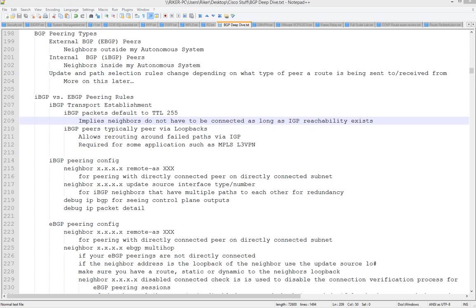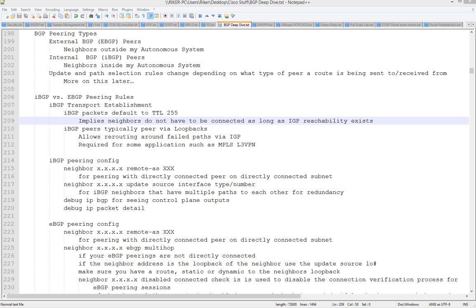For us to basically understand how BGP works from the fundamentals to the practicality, there are two fundamentals you have to understand: there are two different neighbor types. You have external BGP, which is neighbors outside of your autonomous system, and internal BGP, which is neighbors inside your autonomous system. Depending on how you're peered will determine how you choose your paths and how you route to the next hop. When it comes to iBGP versus eBGP, when it's iBGP transport establishment, the packets default to a TTL of 255, which means that neighbors do not have to be directly connected to you.